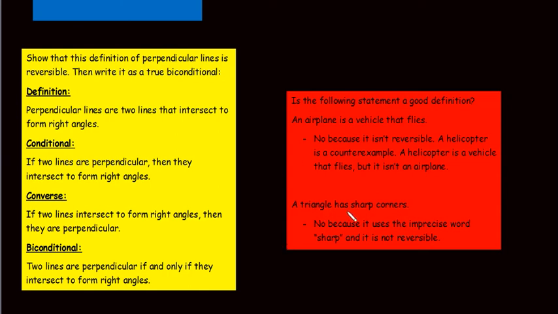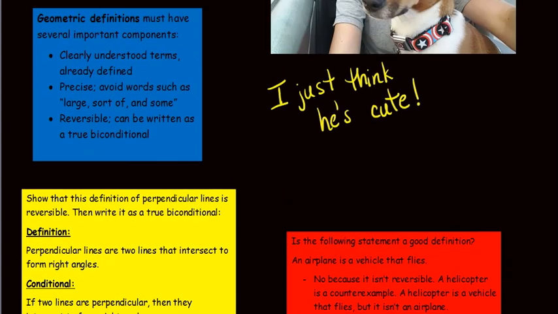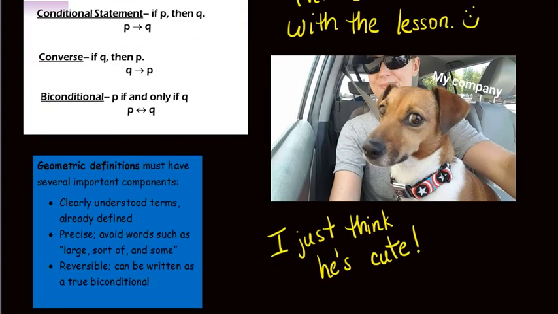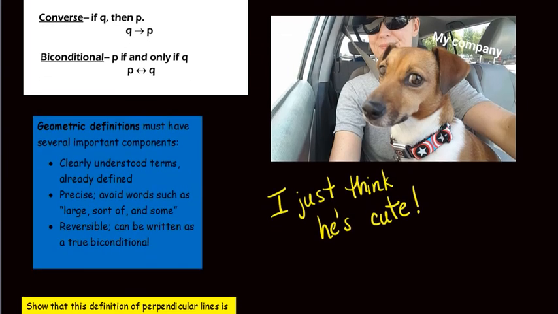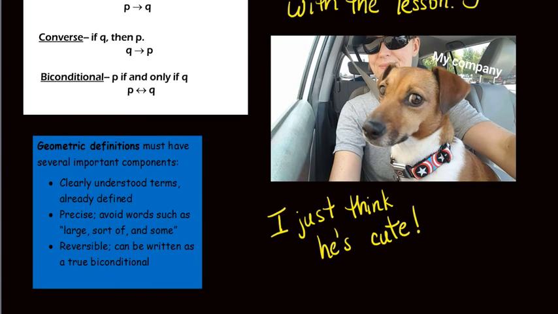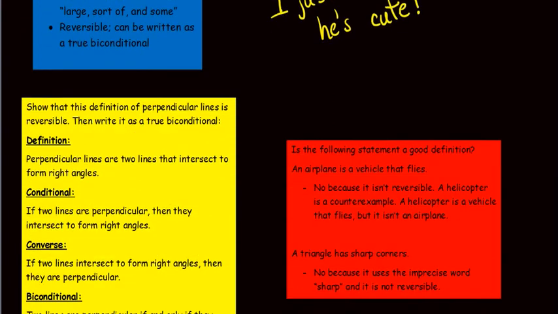A triangle has sharp corners. Is that a good definition? No, because it uses the imprecise word sharp, and it is not reversible. You can't turn it around and do its converse. So we will be working with writing good biconditional statements and deciding if definitions are good definitions or not.